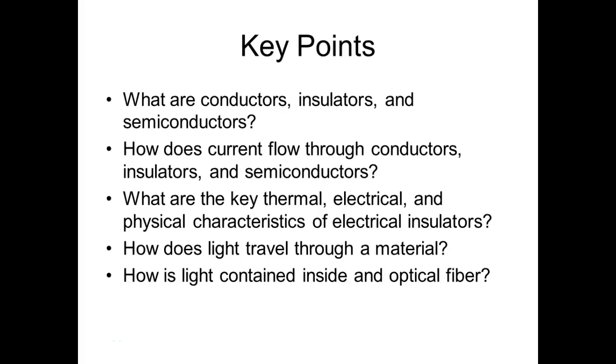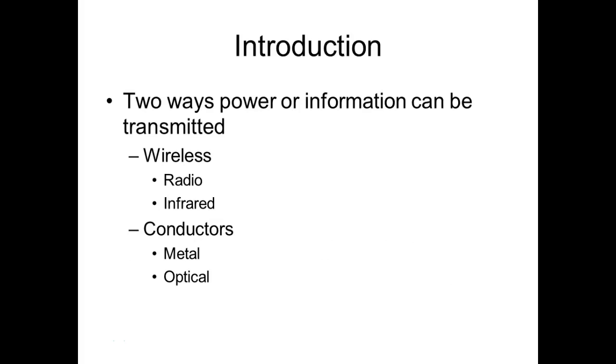So key points: what are conductors, insulators, and semiconductors? Most of y'all should know that by now. How does current flow through conductors, insulators, and semiconductors? What are the key thermal, electrical, and physical characteristics of electrical insulators? How does light travel through materials? We'll get a little bit of introduction into fiber, even though we have fiber in its own section. How is light contained in an optical fiber?